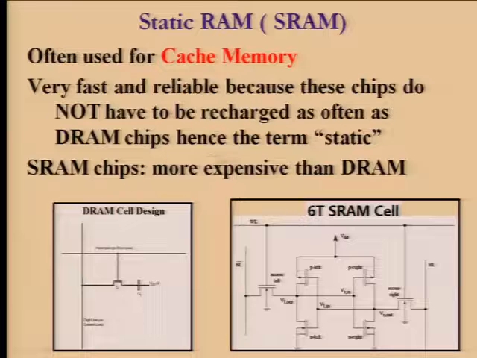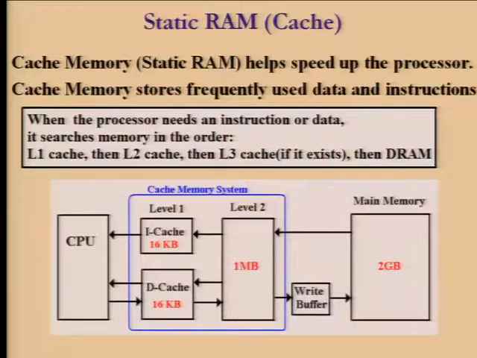For this case, we call it static because we do not need to do the refresh constantly. So we call it static RAM. And it is more expensive than DRAM. Okay, next we talk about how cache memory helps to speed up. Why do we need to have cache memory? Because it does help you speed up the computation.